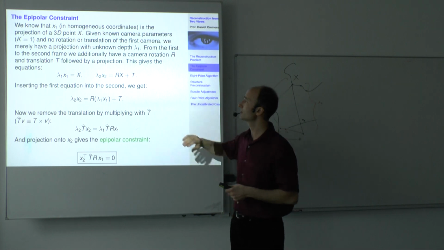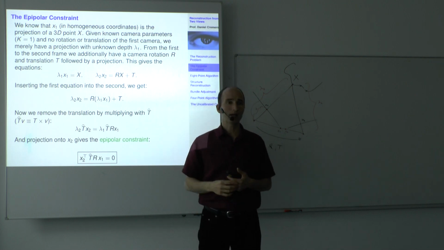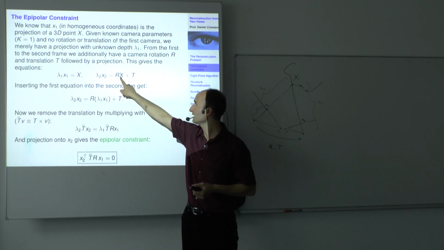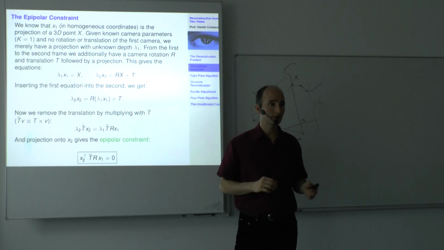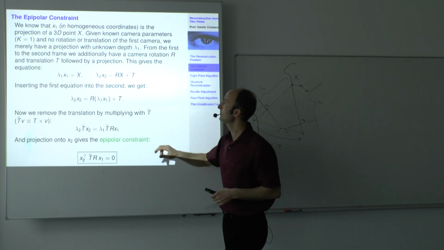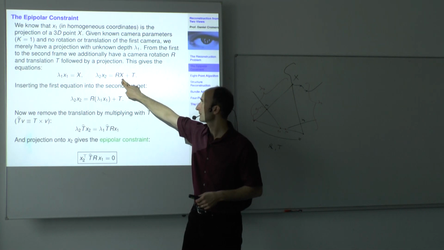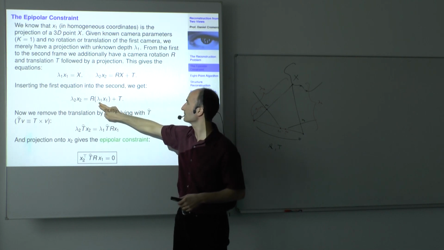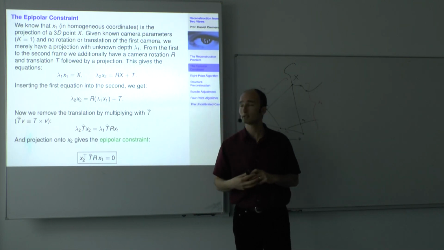Now I'll show you, you can reformulate these equations and gradually kick out the 3D location. We said it's a coupled problem. We have the 3D location in here and we have the camera motion in here. We want to kick out one of the two, and we will kick out the 3D location. How do we do that? Well, let's insert this equation, the large x, in here. If we do that, we get lambda 2 x2 equals R times lambda 1 x1 plus T. So we just inserted one equation into the other.